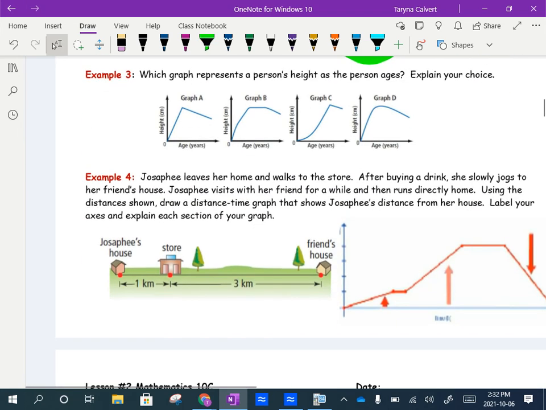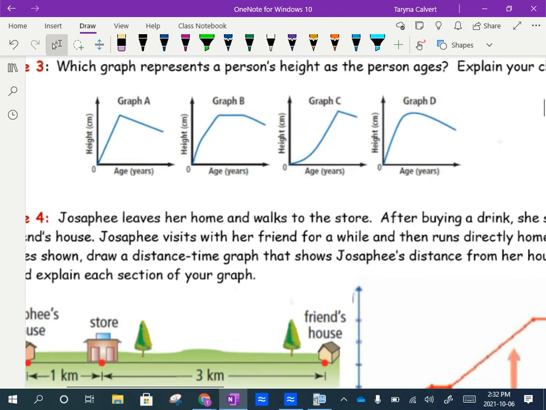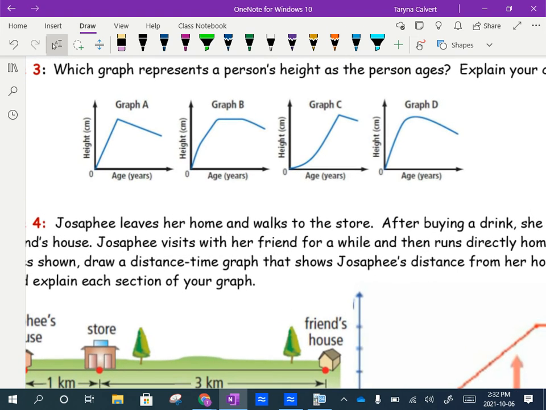Right, and then this one's always interesting. Okay. Which graph represents a person's height as a person ages? Okay, so let's do a show of hands. So I heard B. Okay, so I'm just going to put numbers underneath. How many say B? So 1, 2, so lots. How many say A? How many say C? So about 5. How many say D? Okay, about 3. Did anybody say A? Okay, nobody says A. So this is always a very interesting conversation, okay?